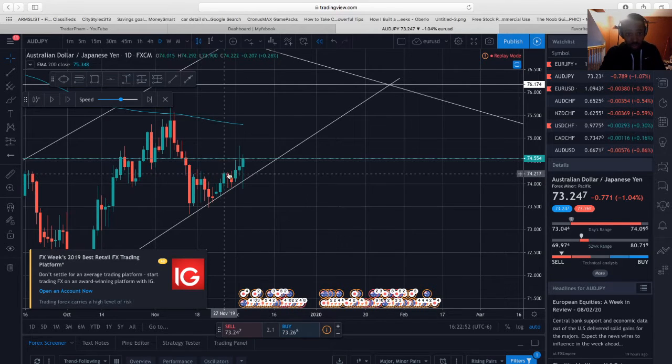It kind of did. It did close outside of here, but the more that it's touched this area, the more that it's validated. So I need price to come and really show me that it's strong, that it's really trying to make its way back up.